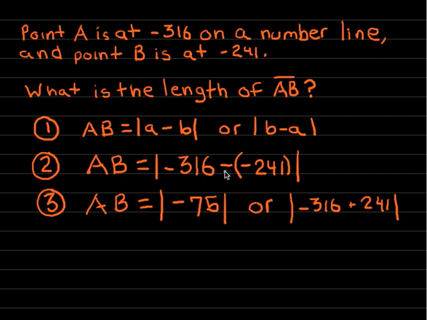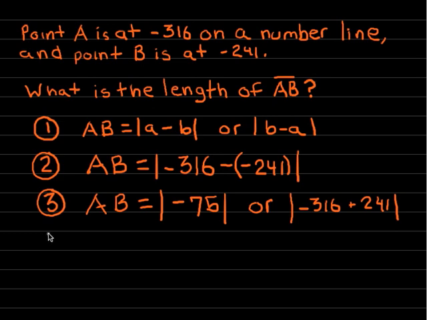That's because the definition of subtraction is to add the opposite. So instead of subtracting negative 241, I'm going to add the opposite of negative 241, or just simply 241, which simplifies to negative 75. Negative 316 plus 241 is negative 75.